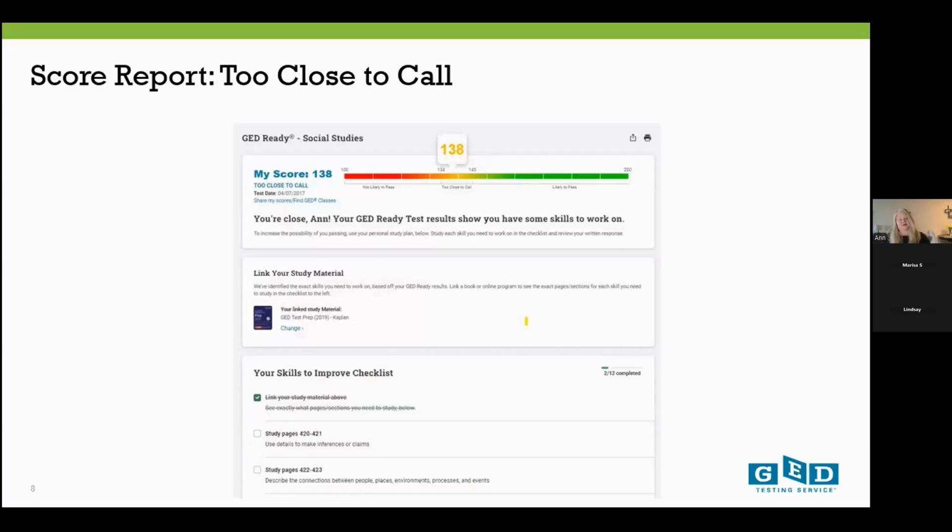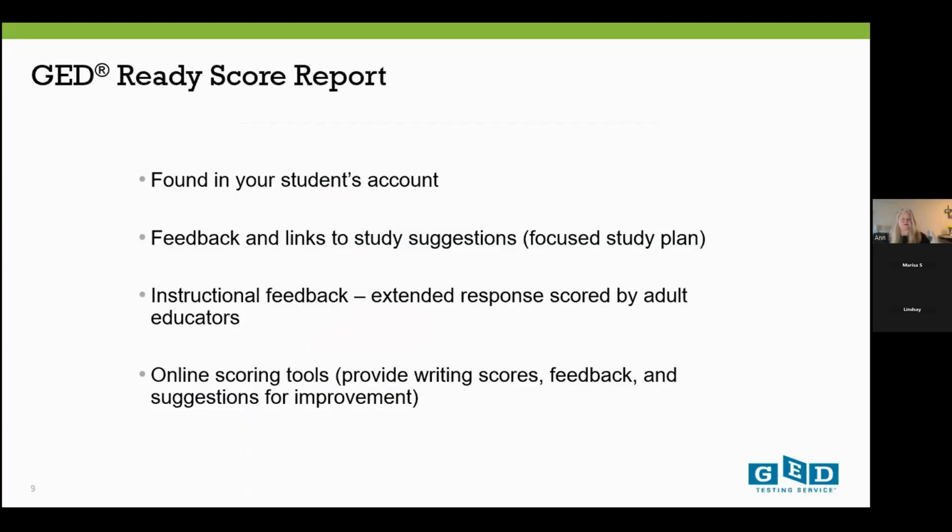So this turns into not only a score report telling what the score is, but it becomes a study plan. At the top right-hand corner, you can print that. And when you print it, there are lines where you can write notes to the student to see what they have to improve upon. So the score report becomes the study plan. It is found in your student's account, or if you have GED Manager access, you can find it in there too. As I just talked about, you can focus it as a study plan.